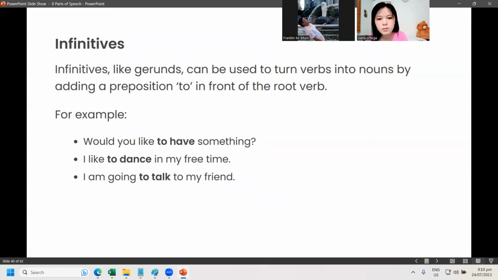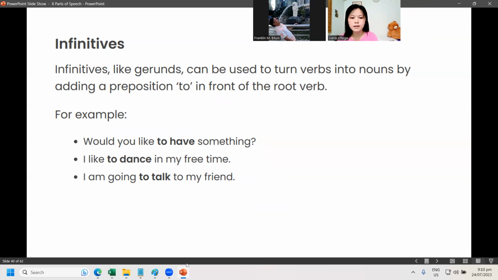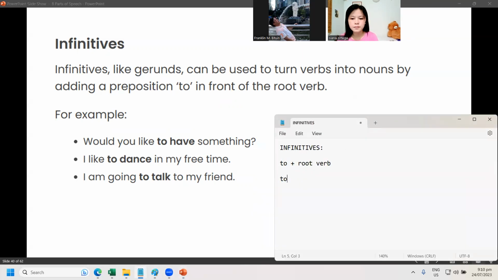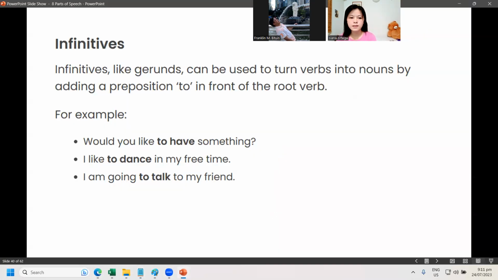Infinitives, like gerunds, can be used to turn verbs into nouns by adding the preposition to in front of the root verb. For example, would you like to have something? I like to dance in my free time. I'm going to talk to my friend. To have, to dance, to talk, those are infinitives. You just put to and then the root verb. So to run, to jump, to eat, to catch. Those are infinitives. There's to, and then you have the root verb. Very easy. So infinitives is the easiest.